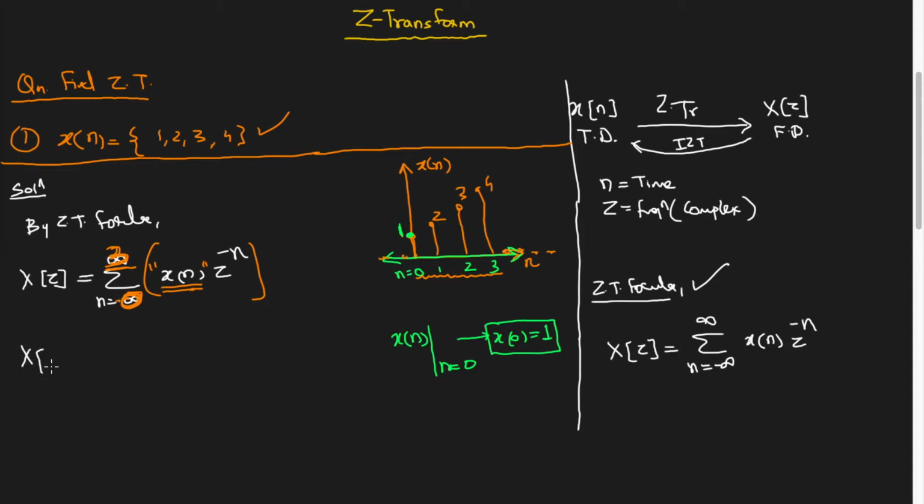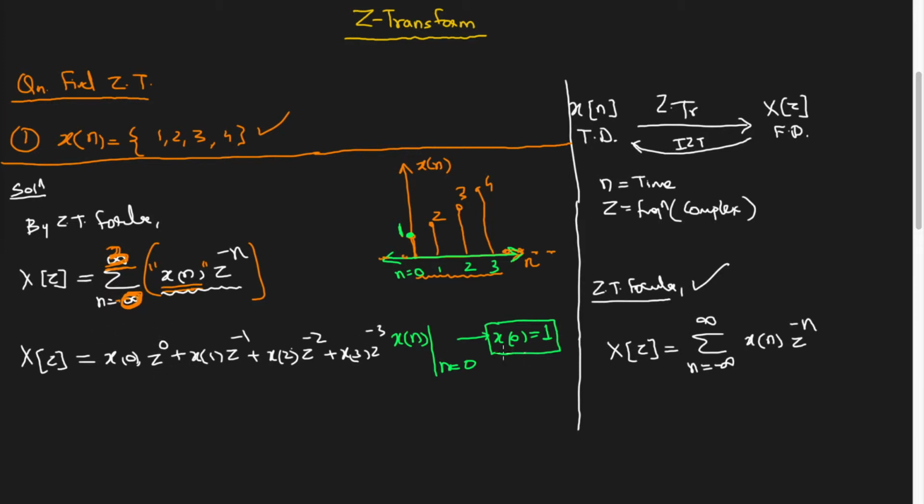So now X of z is going to be, put n equal to 0. This n equal to 0 value, I'll substitute in this expression here, and 0 gives me x of 0 z raised to 0. Now put n equal to 1, x of 1 z raised to negative 1, then x of 2 z raised to negative 2, and x of 3 z raised to negative 3. So I just substituted the values from 0 to 3 in this expression, and I wrote plus because we are executing a sum here.